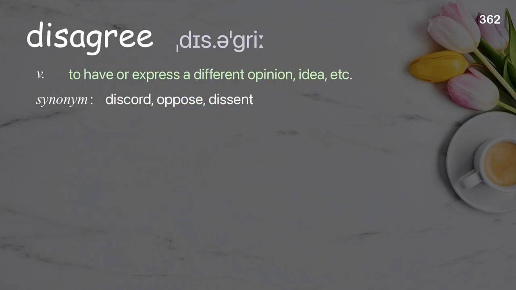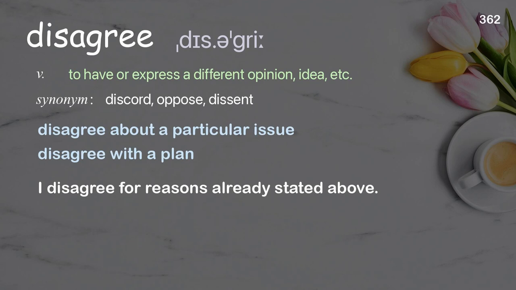Disagree: to have or express a different opinion, idea, etc. Examples: disagree about a particular issue. Disagree with a plan. I disagree for reasons already stated above.